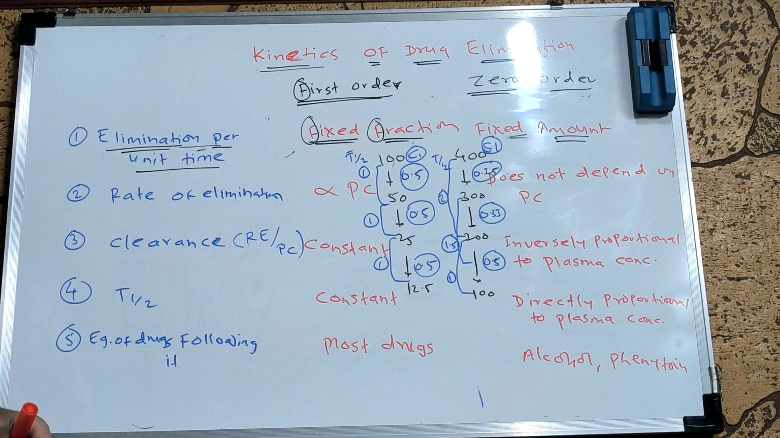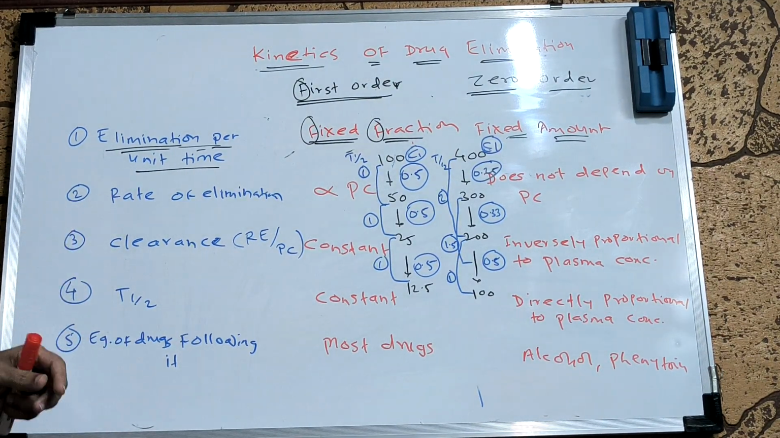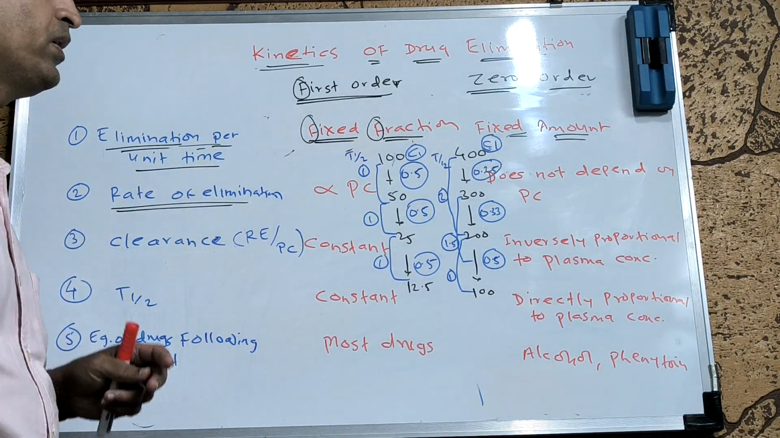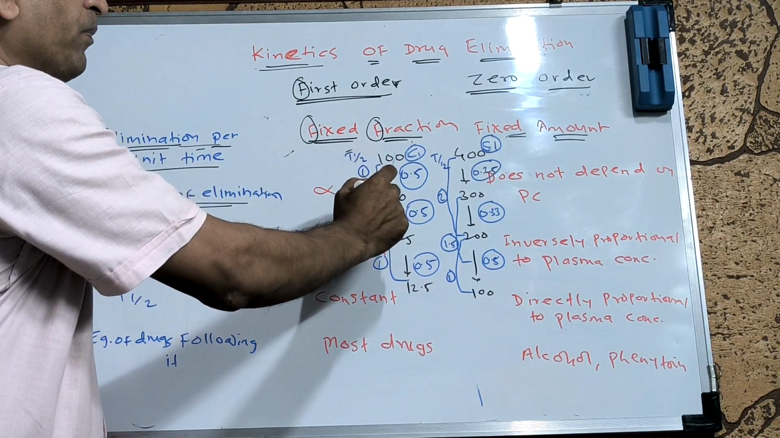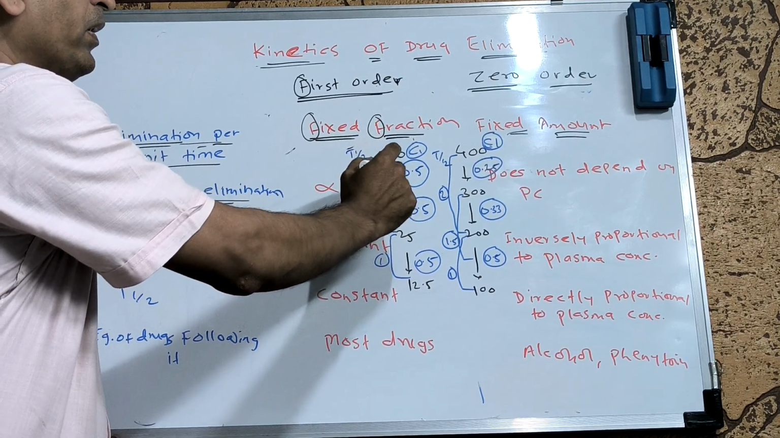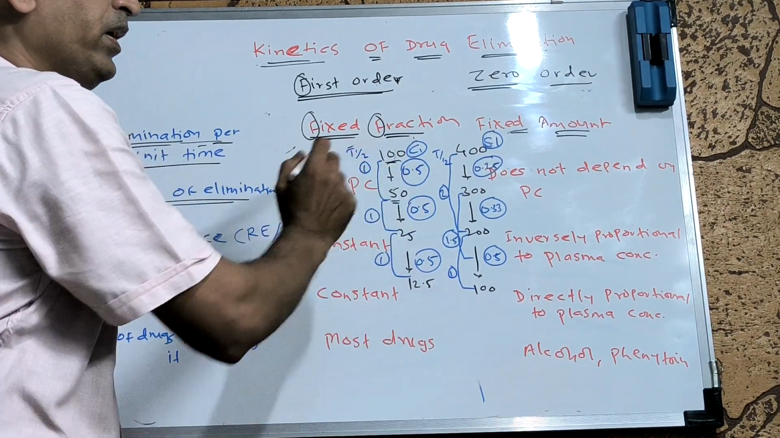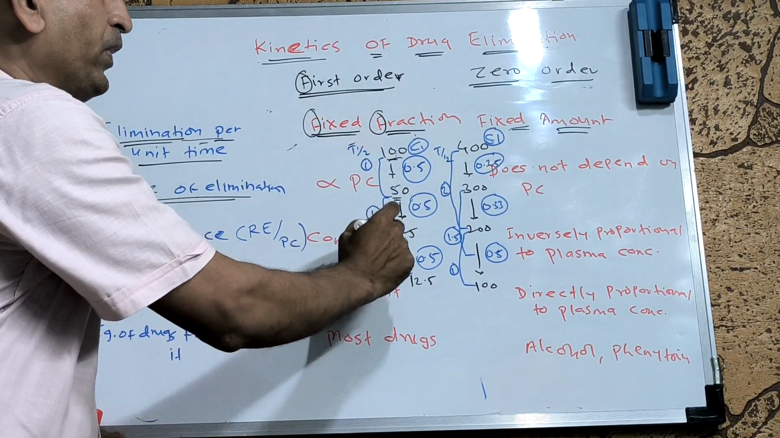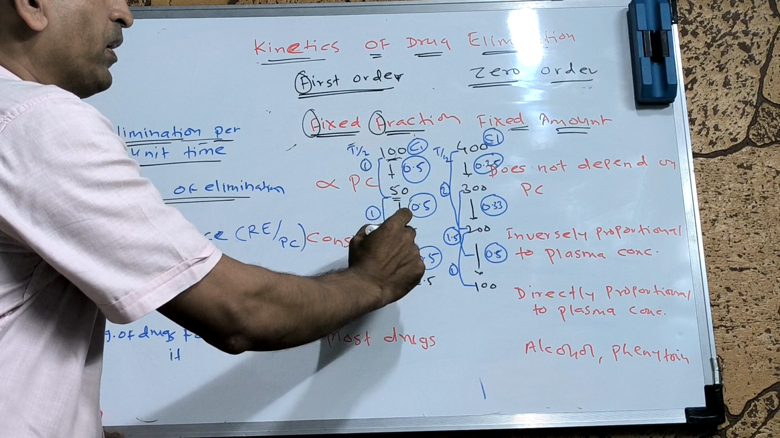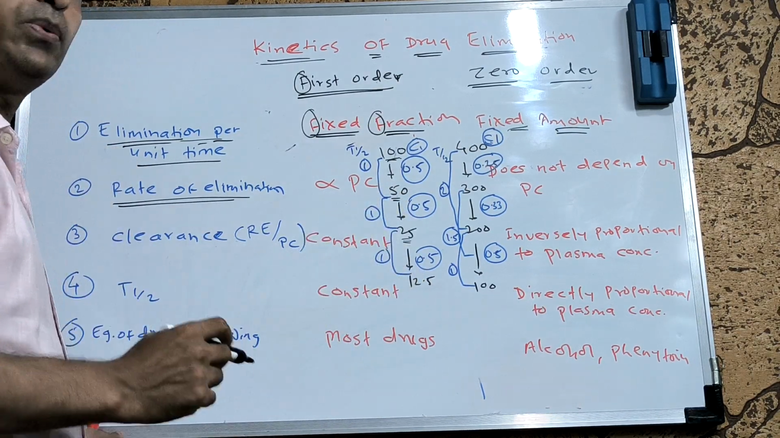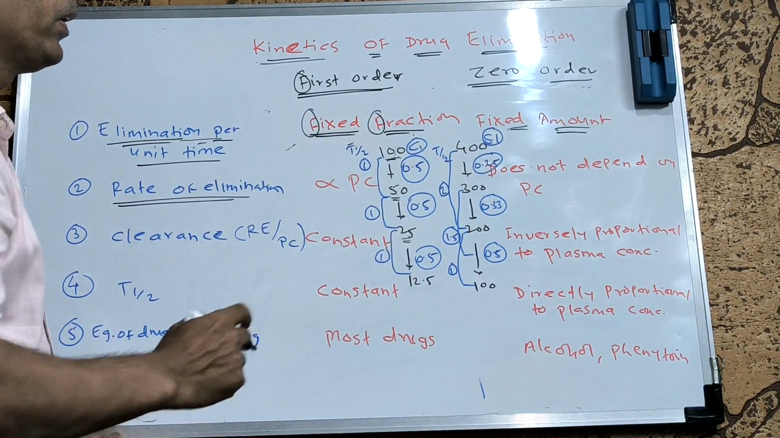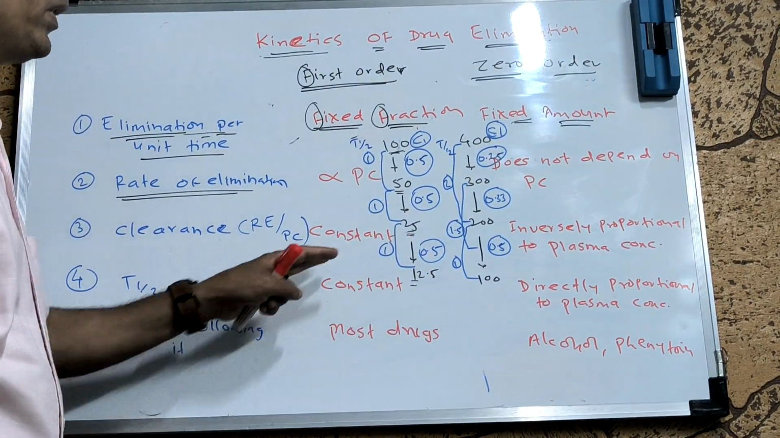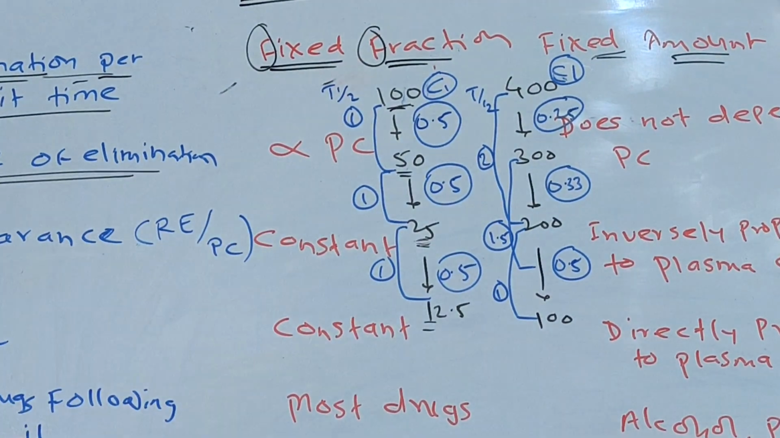So that is the basic difference between first order and zero order kinetics in terms of elimination per unit time. The second point is about the rate of elimination. In the first unit of time, 100 has become 50, that means 50 has been eliminated. In the second unit of time, 50 has become 25, so 25 has been eliminated. In the third unit of time, 25 has become 12.5, so 12.5 has been eliminated.